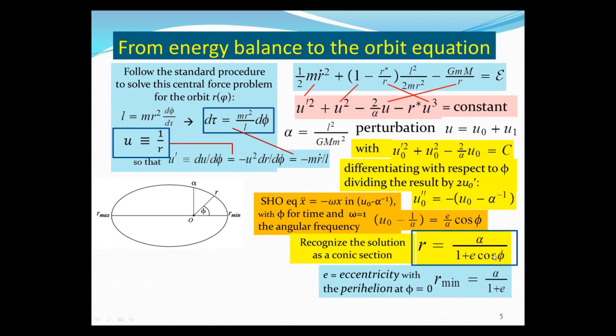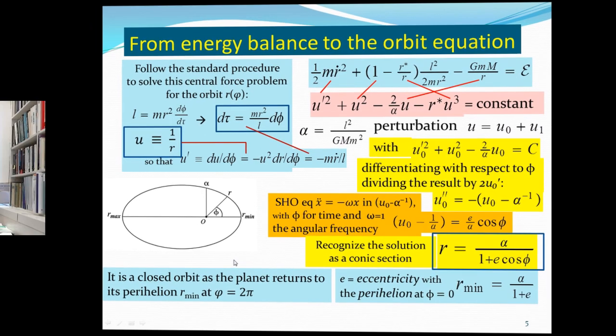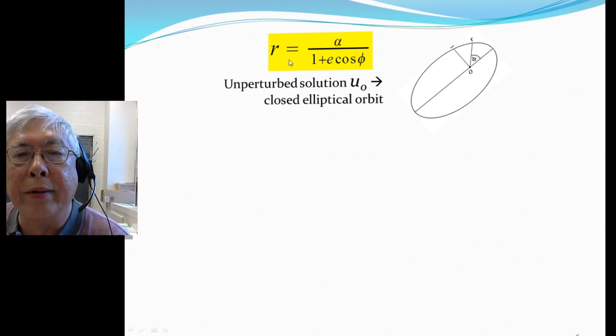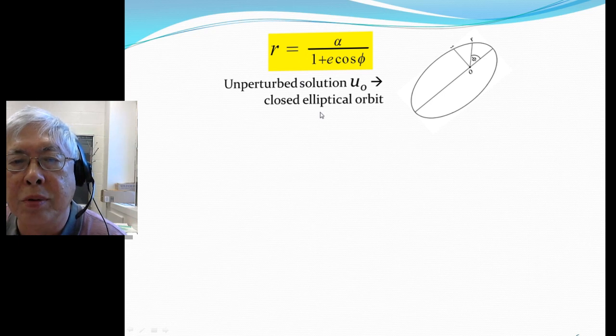When phi is not equal to 0, this thing is smaller, so r is getting bigger, so you trace out an ellipse. And it's clearly a closed orbit, because phi going from 0 to 2 pi comes back to itself. It comes back to r equal to r min. So this is a closed orbit equation. Again, for the unperturbed solution, you have this expression for the orbit equation r of phi, and it's a closed elliptic orbit.